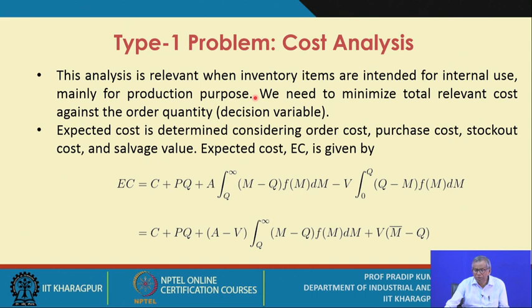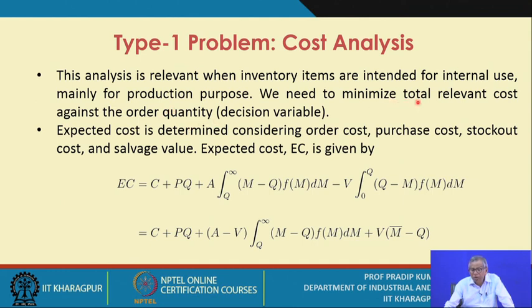So, whenever the inventory items are intended for internal use, like for example, say inside supply case, you know what is an inside supply case. So, obviously, you must go for cost analysis. That means, once you establish the cost equation, you determine the order quantity in such a way that the total relevant cost is held at the minimum level. So, we need to minimize the total relevant cost against the order quantity.